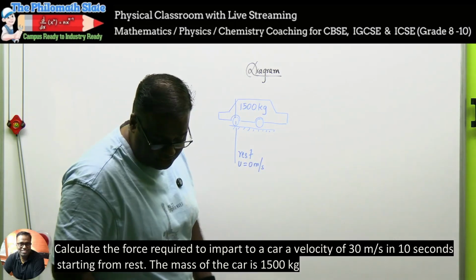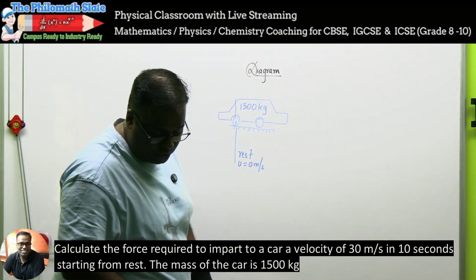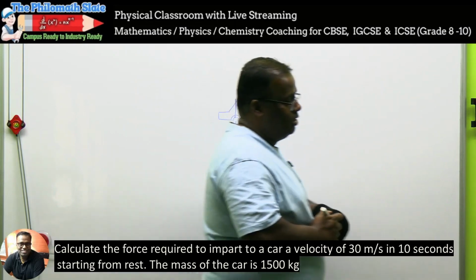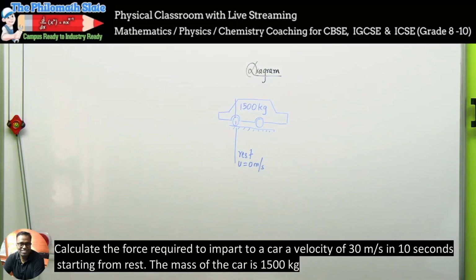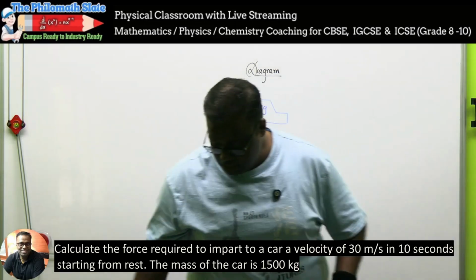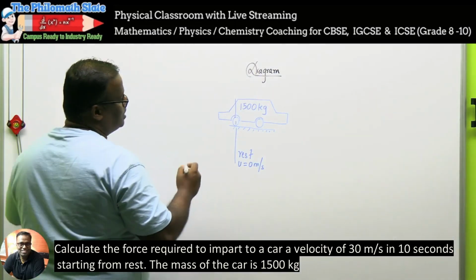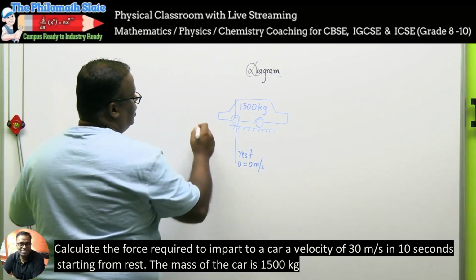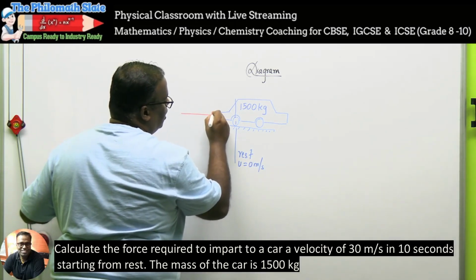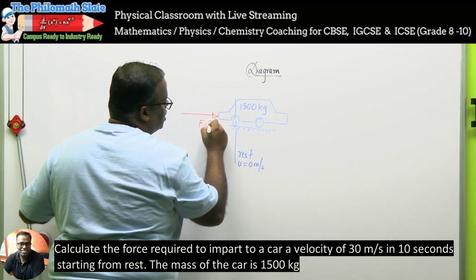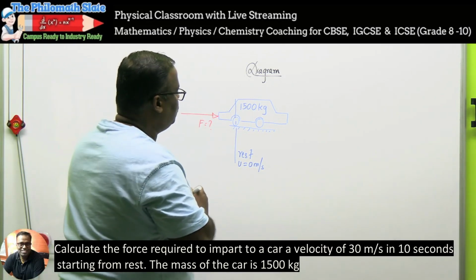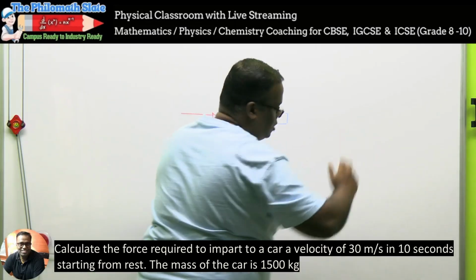And then it says, what is the force required to impart to a car so that it catches up a speed? And how much is the speed it's going to catch up? It's going to catch up a speed of 30 meters per second in a time of 10 seconds. So obviously, what we need to do is give a force to this car. We don't know what the force is.